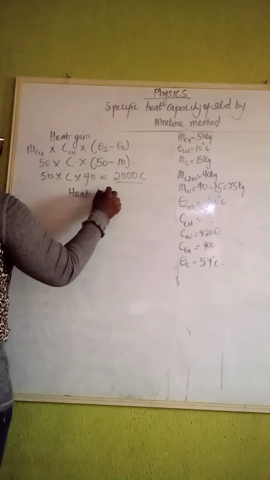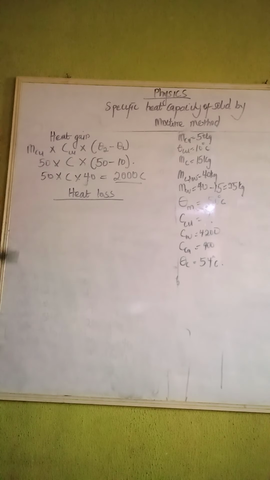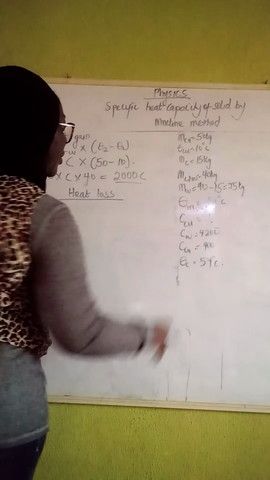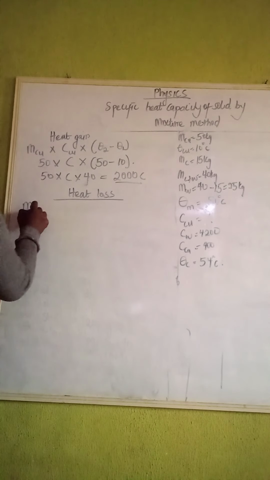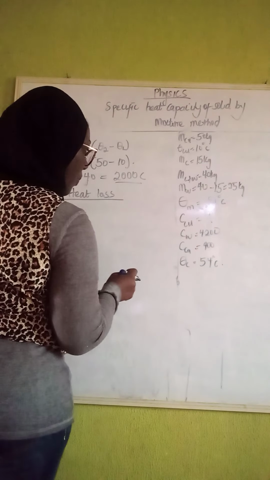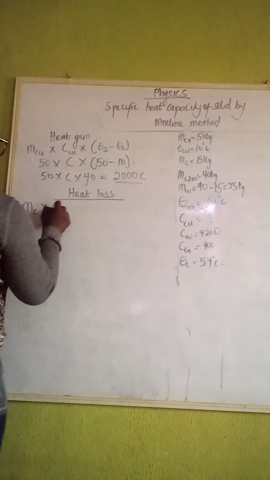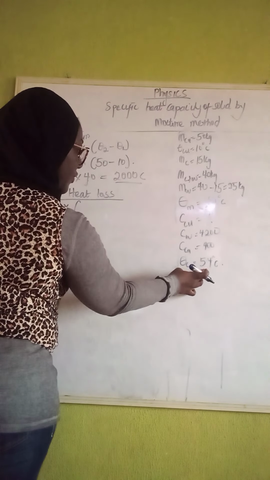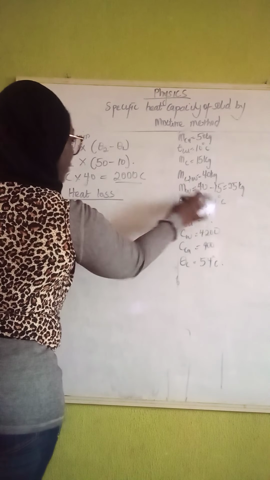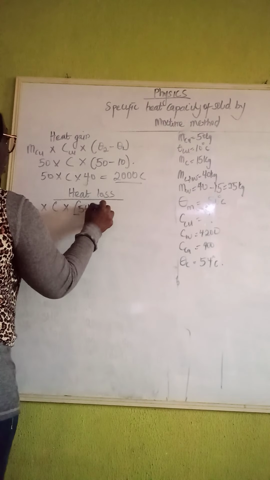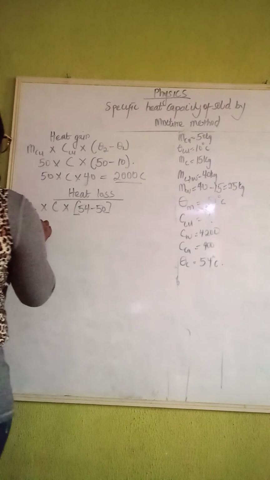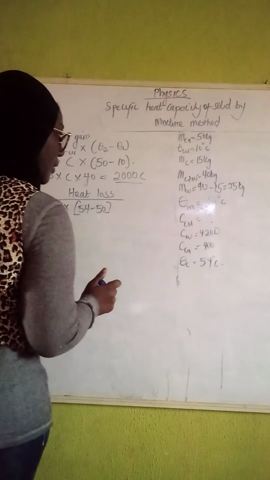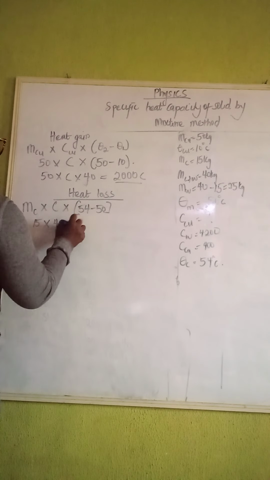Now let's go to our heat loss. Remember, under this heat loss, we have two things involved, the copper calorimeter and the water. So let's start with the copper calorimeter. What is the mass of the copper calorimeter? 15 kg. What is the specific heat capacity of the copper calorimeter? That is 400. And what is the change in temperature? That will be 54 minus 50. So here, 15 times 400 times 4.